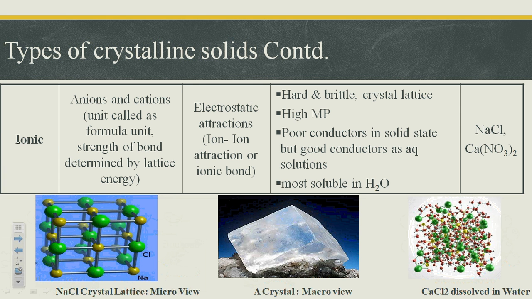Now, the next type of solids are ionic solids, which are made up of positive and negatively charged ions, which are strongly attracted to each other through electrostatic force of attraction, which is called the ionic bond or ion-ion interaction. Because this ion-ion interaction is fairly strong, ionic solids are arranged or organized in what is called a crystal lattice. And each unit of ionic compounds is called a formula unit. And the strength of the ionic bond is determined by lattice energy.